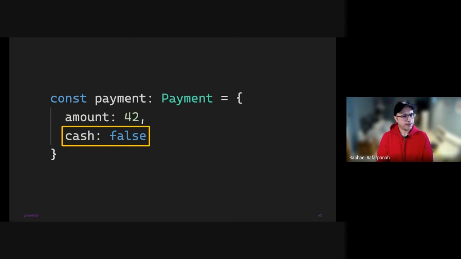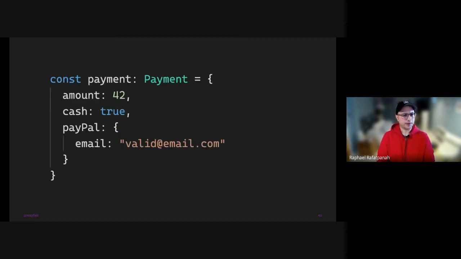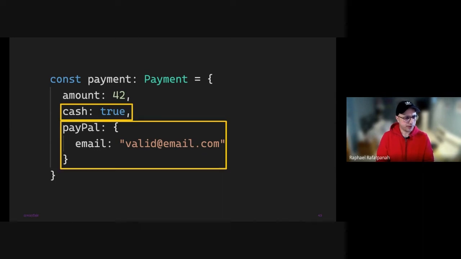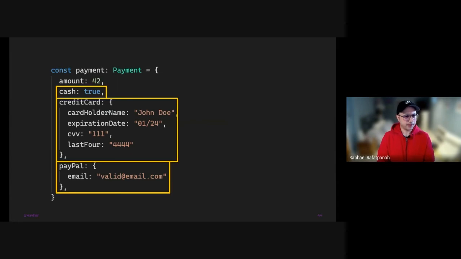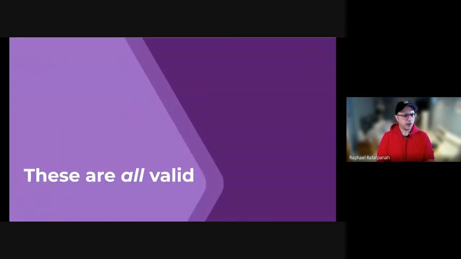Well, is that a cash payment? Well, what other payment method is it? And look at this one over here. Cash is true, but we also have this PayPal information over here. And then what about this with all 3? Well, something's clearly wrong here. But despite that, these are actually all valid.